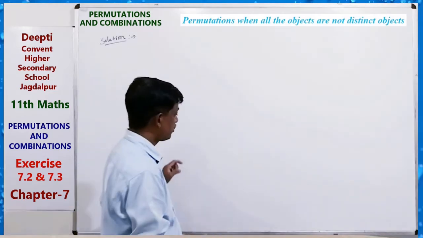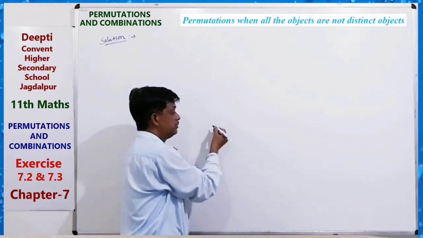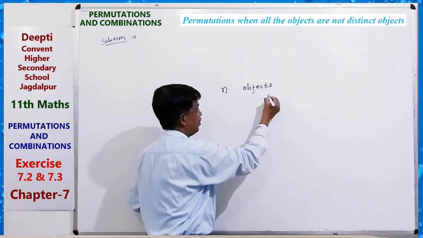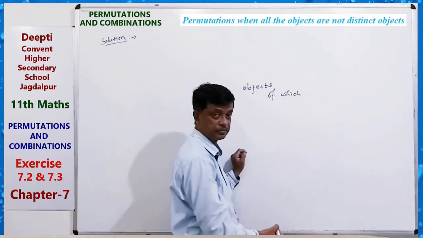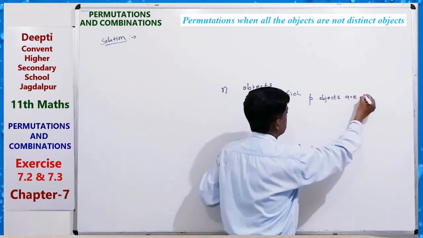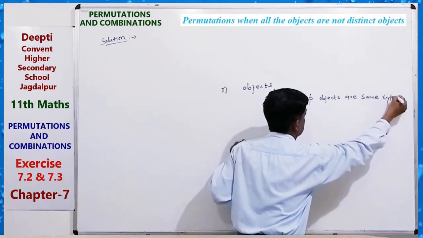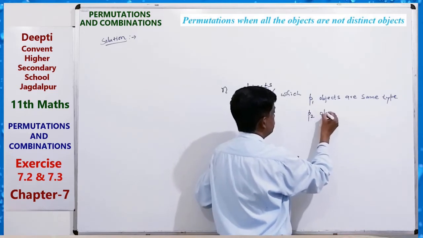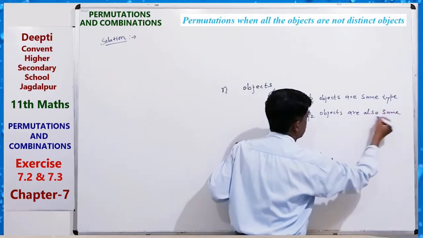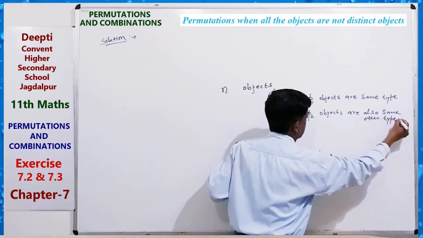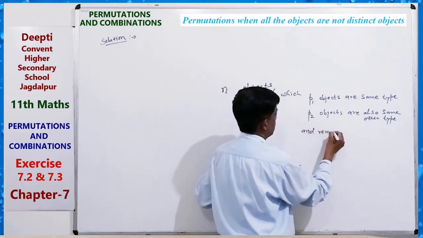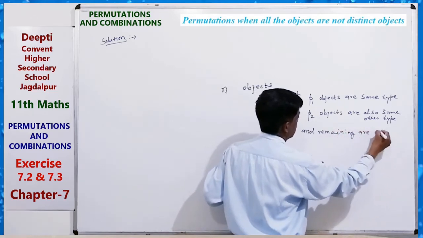Clear? So suppose we are having n objects, of which p1 objects are of the same type, p2 objects are also of another same type, and the remaining are distinct.